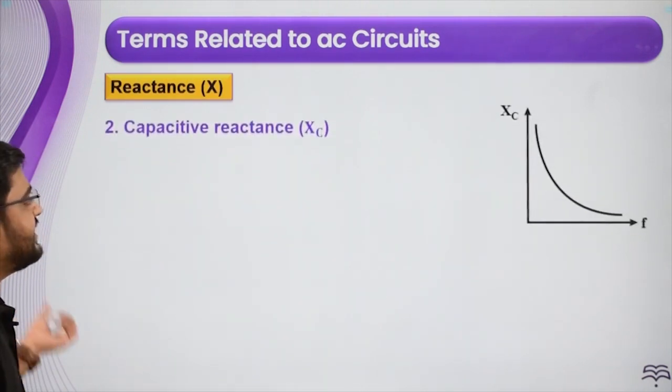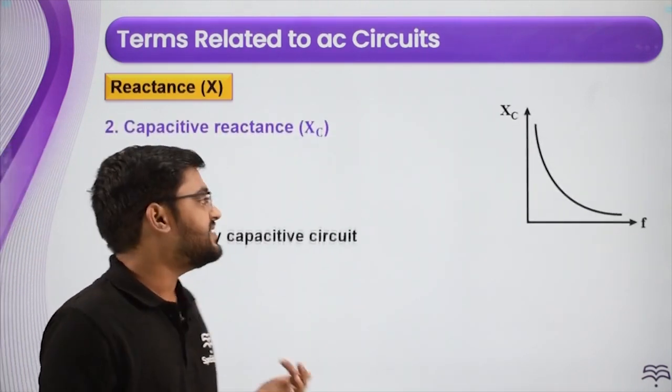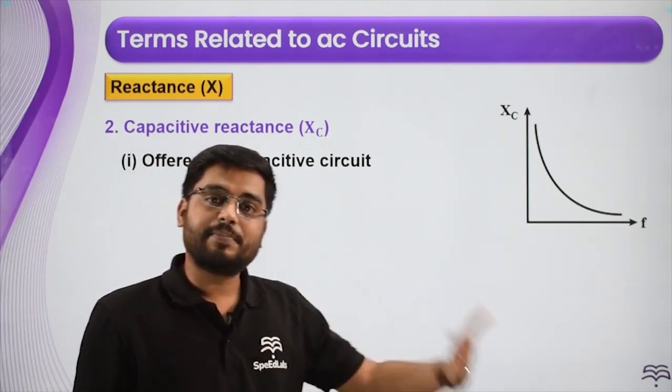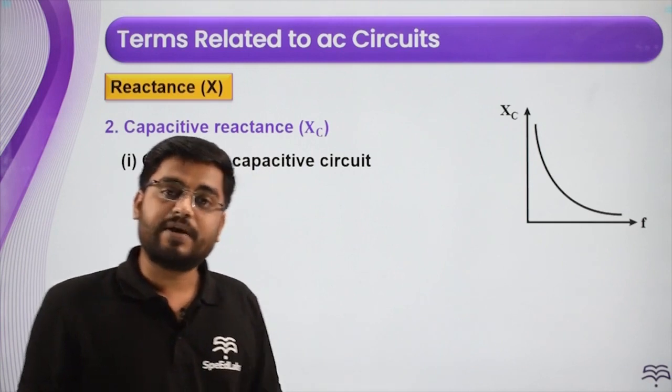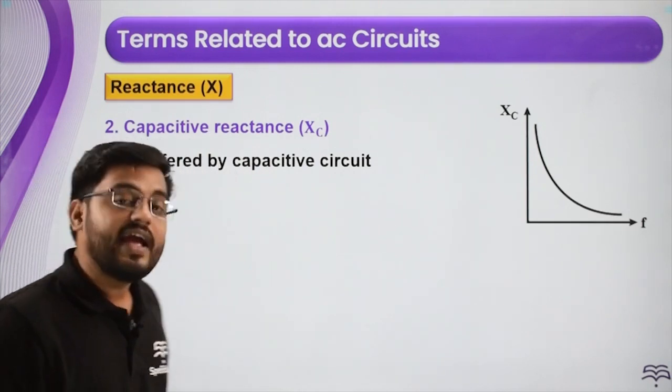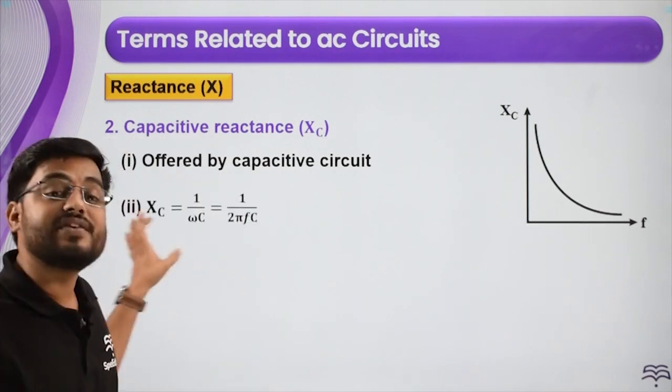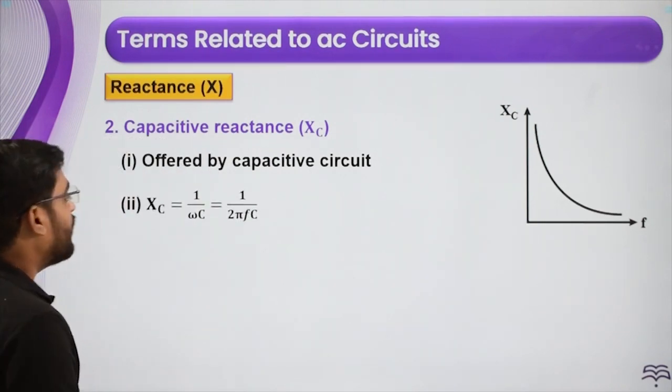Now let us talk about capacitive reactance. Capacitive reactance is basically offered by a capacitive circuit, where only a capacitor is present, or if capacitor and inductor both are present, then XC is bigger than XL. Next, what is the value? The value is XC is 1 by C omega.